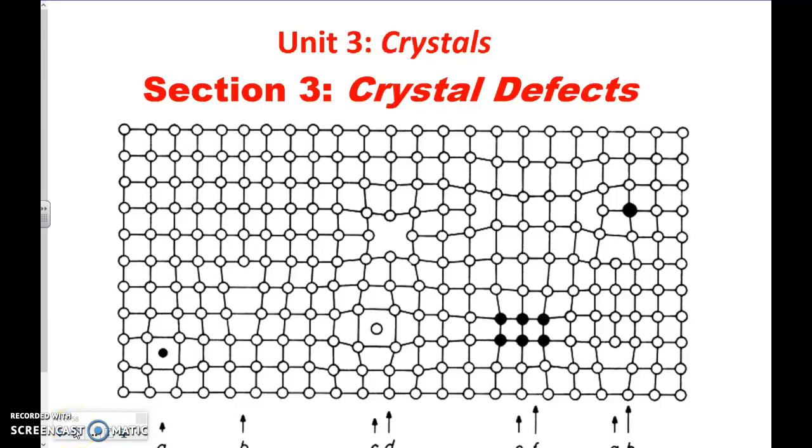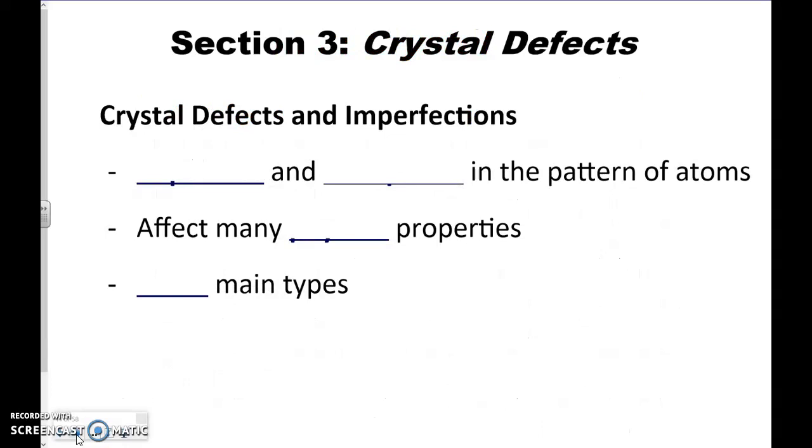Hello everyone, welcome to Unit 3, Crystals, Section 3, Crystal Defects. Now usually when we think defect, we think not good, right? Bad part of it. But actually what we're going to be doing in this unit, we're going to talk about how defects can affect crystals both negatively and positively, because we actually use them quite often in material science. So instead of thinking of them as bad things, I want you to think of them as imperfections, not bad.